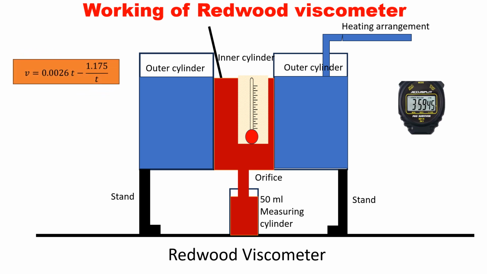Then this is the standard equation which is used for calculation of kinematic viscosity. In this equation, simply put the value of T. What is T? T is the time required to collect 50 ml of liquid in the measuring cylinder. So after putting the value of T, we will get the kinematic viscosity.